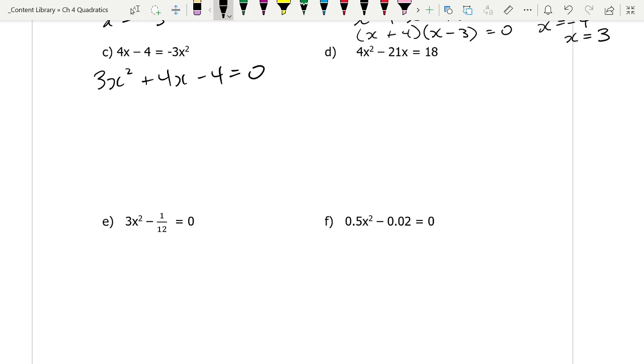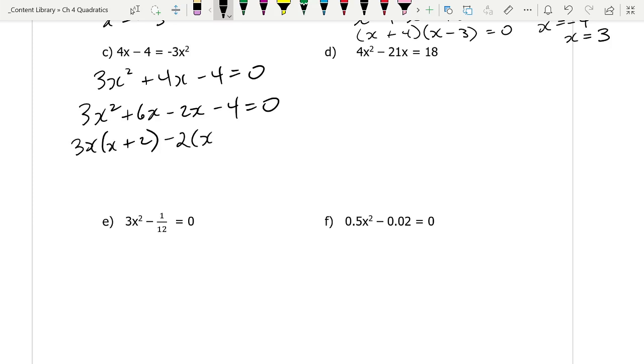Now I'm going to use the decomposition method on this one, I think. 3 fours is 12. What 2 numbers times to make 12 and they're 4 apart? 6 and 2. So I'm decomposing 4x into plus 6x minus 2x. And then I partially factor. I take out a 3x. And I take out a minus 2. And now I factor out x plus 2.